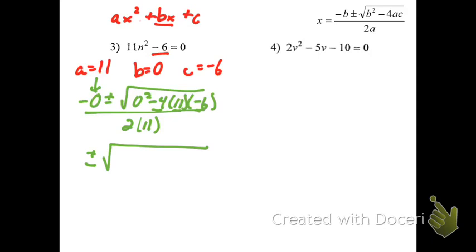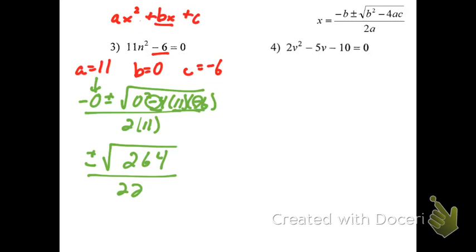So basically 24 times 11, which is 264. And it's a positive 264 because we have a negative and a negative. And that's all over 22. Now 264 is also divisible by 4. Okay, so this is the same thing. Let me tighten this up a little bit here.